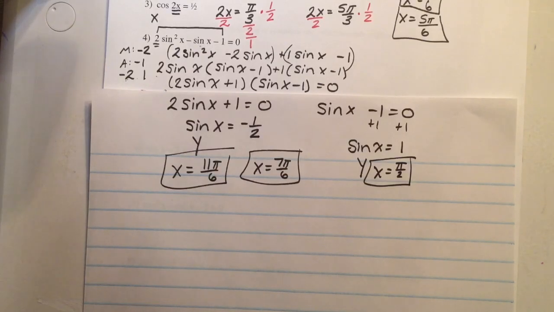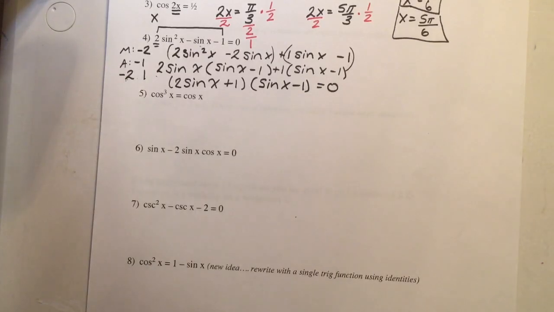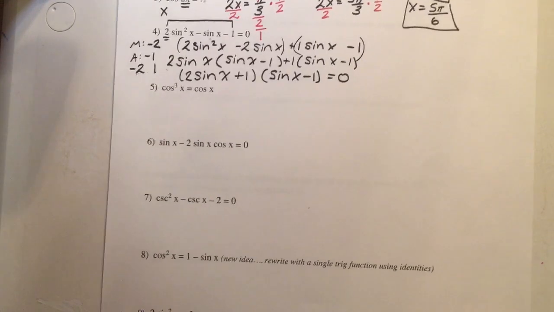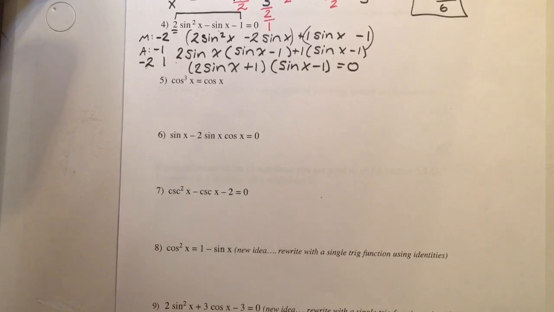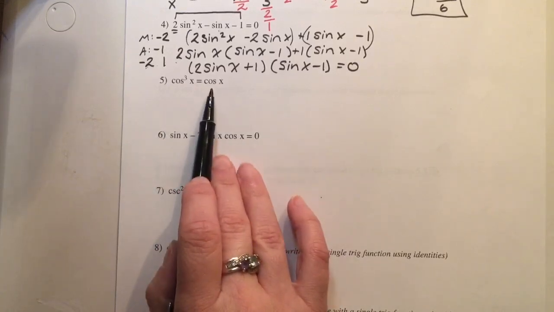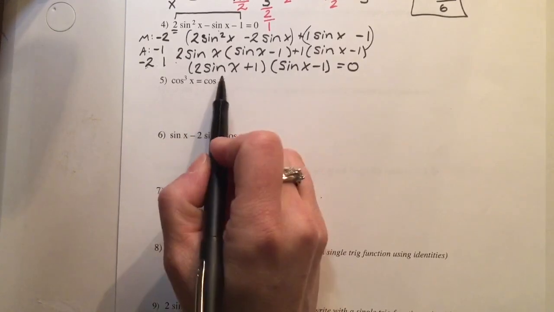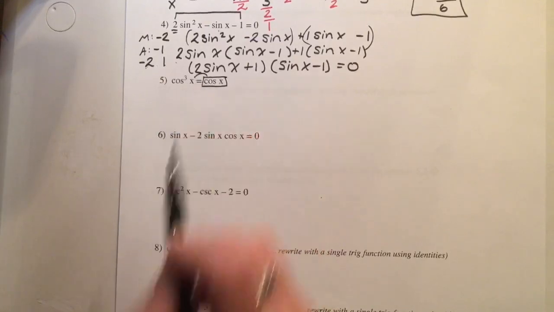All right, let's keep going, guys. If I look at number 5, one of the rules that they told us yesterday is if you have trig functions on both sides of the equal sign, you do always want to start off by moving them together. You want all of your trig functions on one side of the equation. So I'm going to take this cosine of x and move it over.